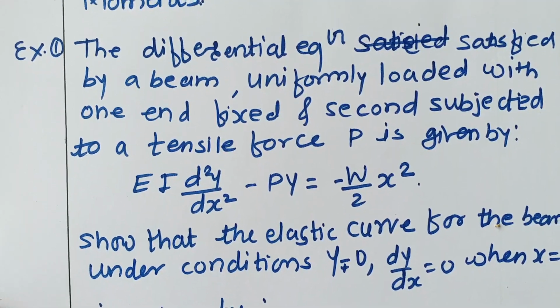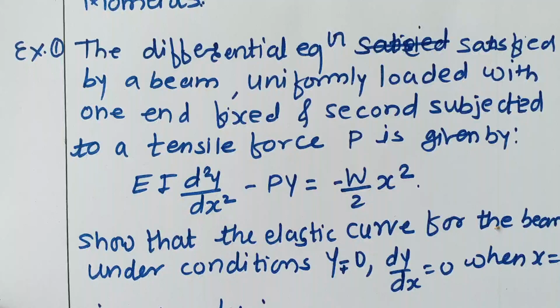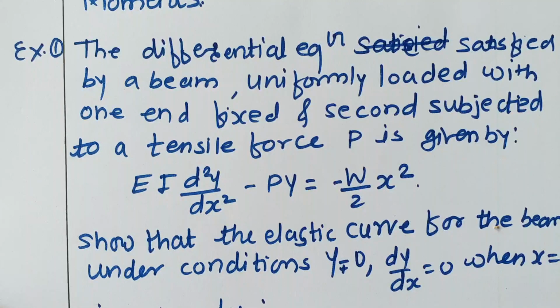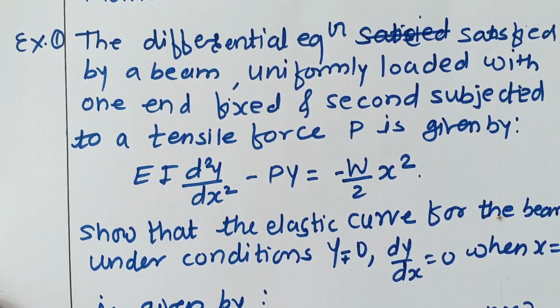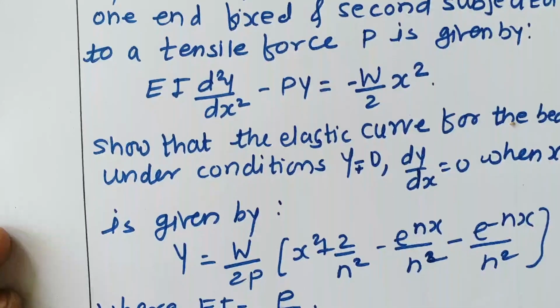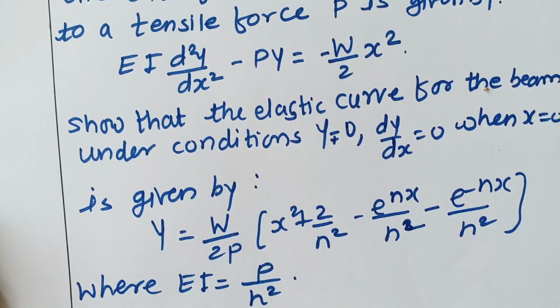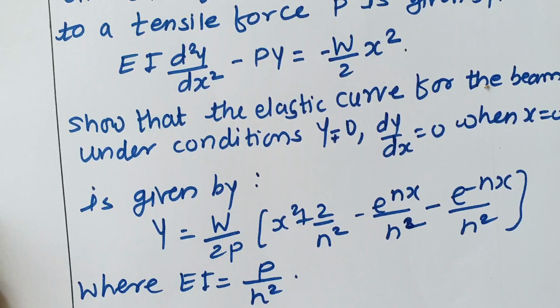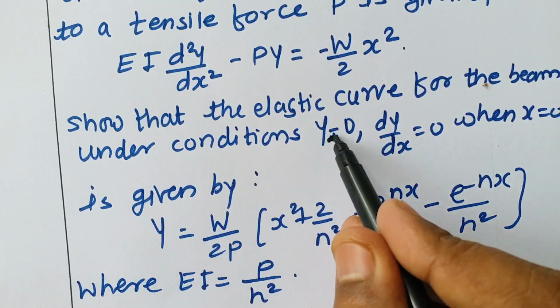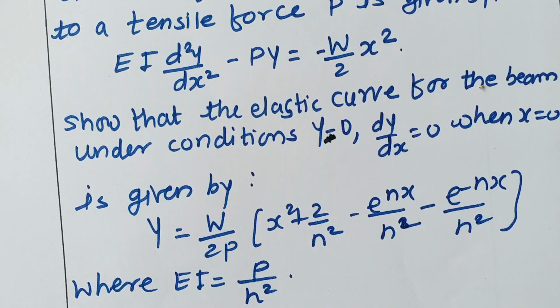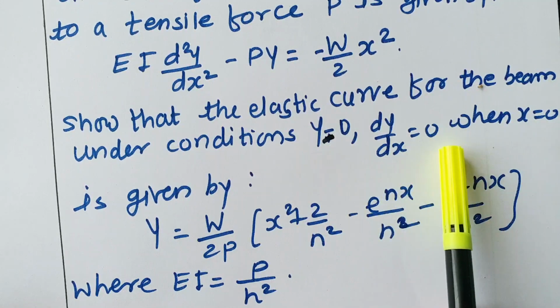easy to handle. Now if you see this particular problem, the differential equation satisfied by a beam uniformly loaded with one end fixed and the second subjected to a tensile force capital P is given. The differential equation of the situation is given. And show that the elastic curve for the beam, under the conditions, even the boundary conditions are also provided, y equal to 0, dy by dx equal to 0 when x equal to 0. So when x equal to 0, both y and dy by dx equal to 0.